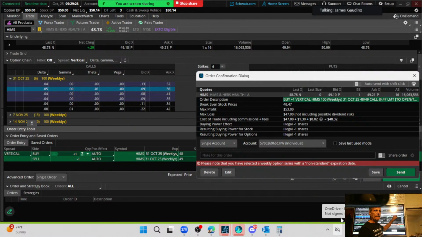And what did it cost me? It cost me 47 cents for that contract. So what's the make? 53. Exactly. That's 100% return, correct? Right. So what has to happen in order to make 100% return? It has to stay above 49.